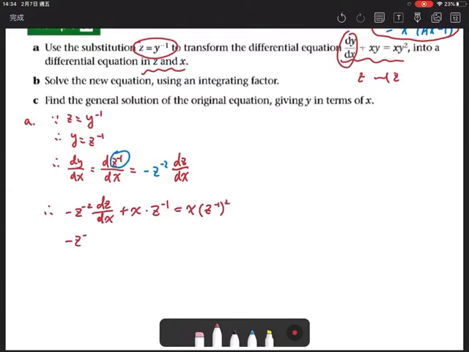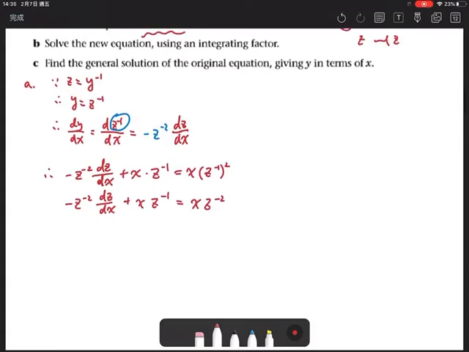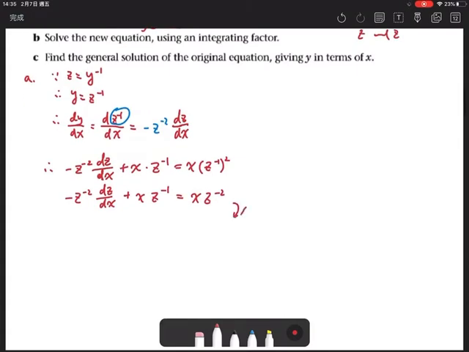So it becomes negative z to the power of negative 2 dz by dx plus x times z to the power of negative 1 equals x times z to the power of negative 2. And we can simplify it, so we multiply z squared on both sides, so it becomes negative dz by dx plus x times z equals x.